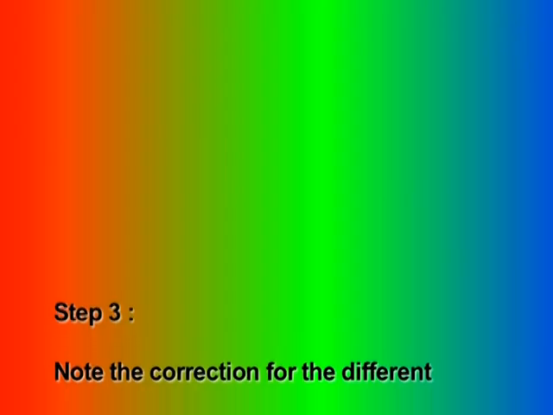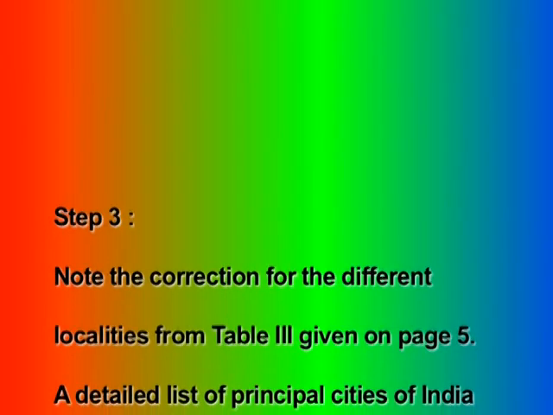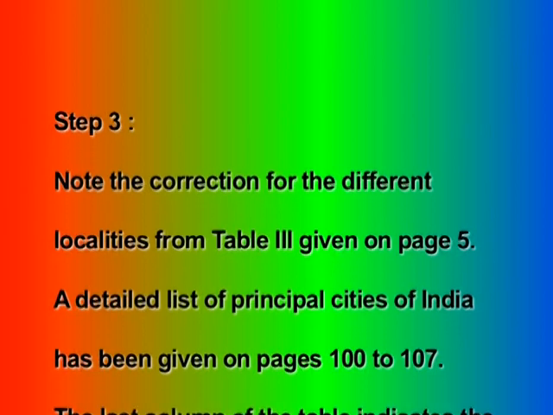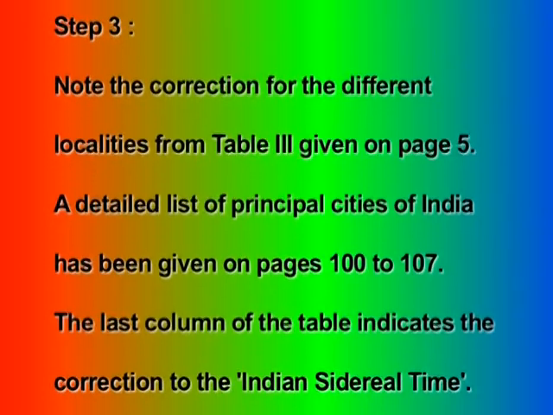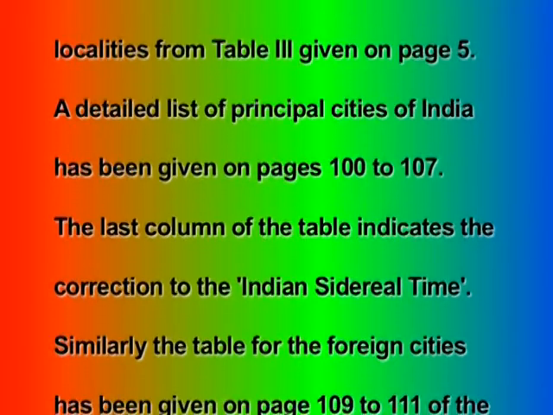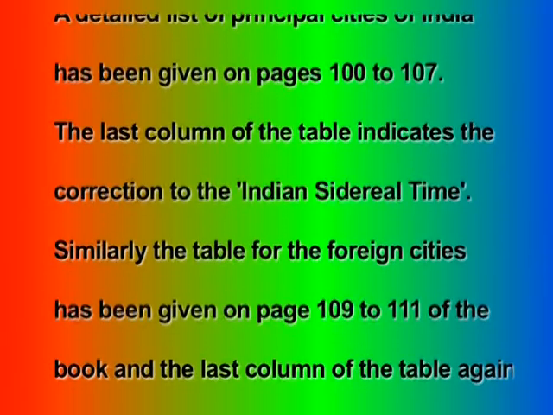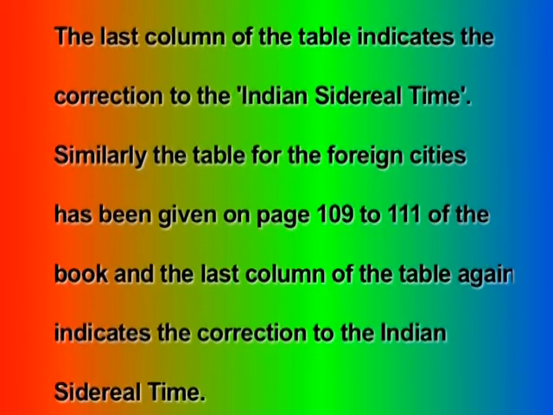Step number 3. For the different localities, use table 3 given on page 5. A detailed list of principal cities of India can be known from the ephemeris or the table of ascendants published by different authors. But in N.C. Lahiri's book, it has been given from page 100 to 107. The last column of the table indicates the correction of the Indian sidereal time.